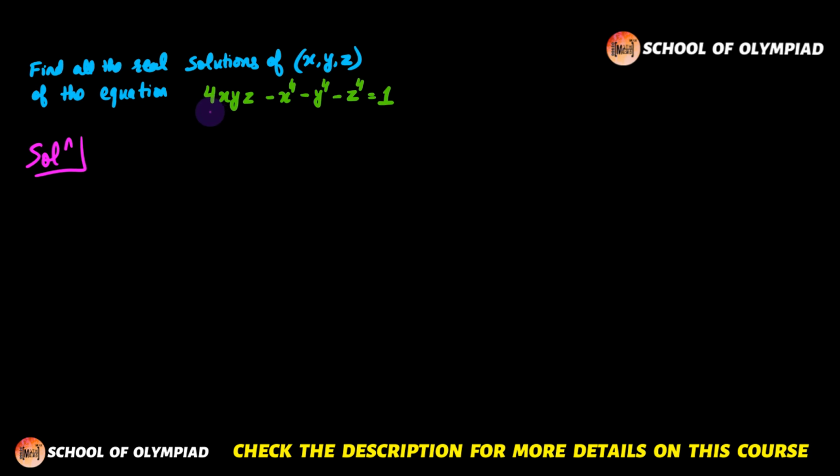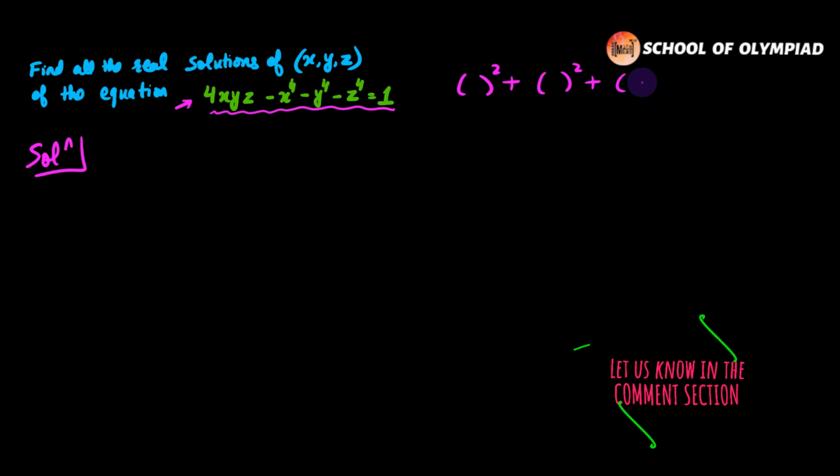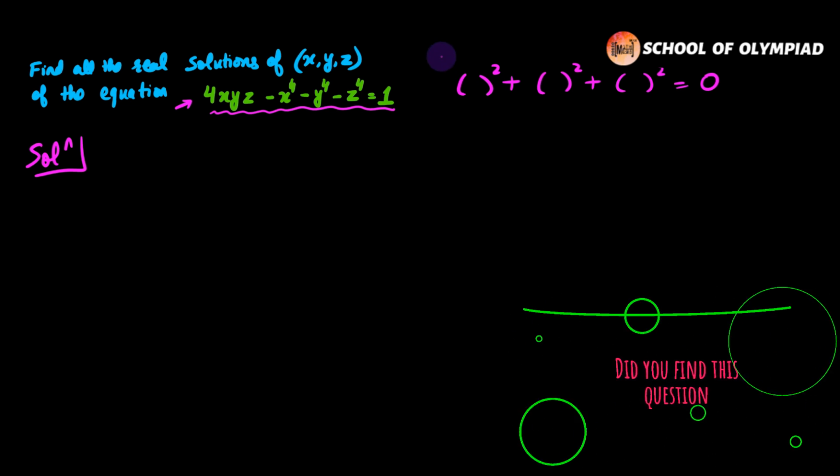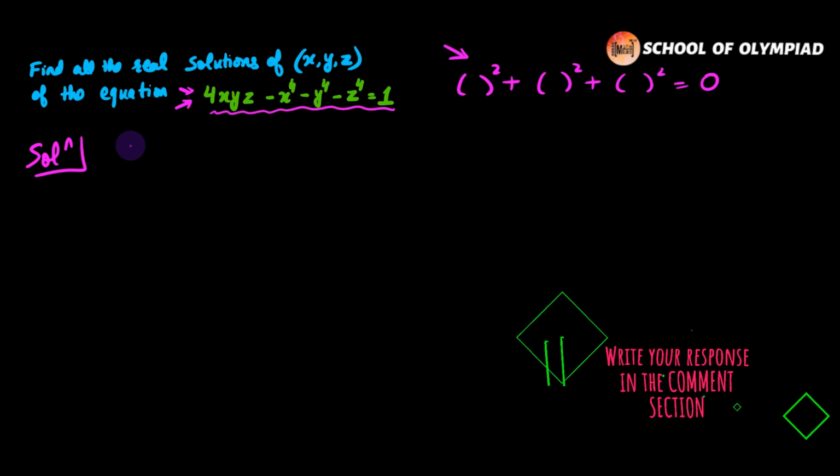So the first thing that we should try to do in a question such as this is to convert this equation into the sum of perfect squares is equal to 0. So this should be the baseline on which this question needs to be solved. Now let us see how we are going to do this.